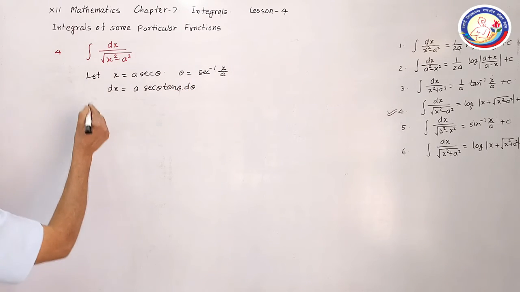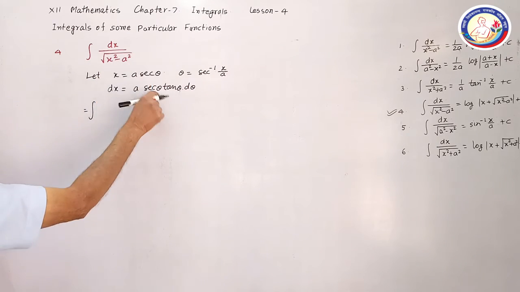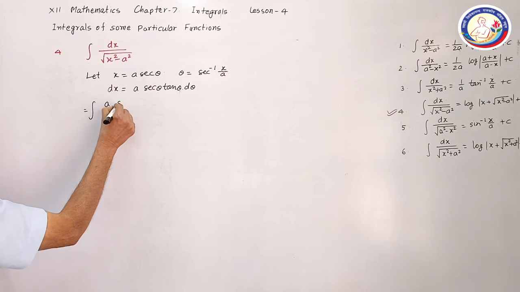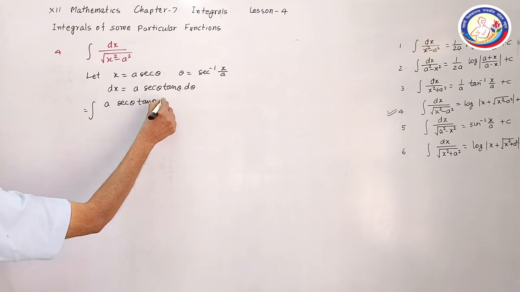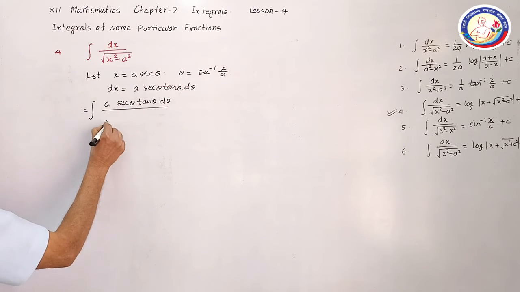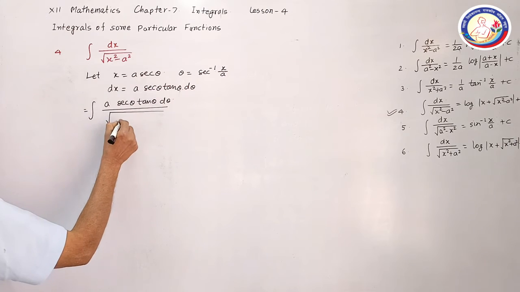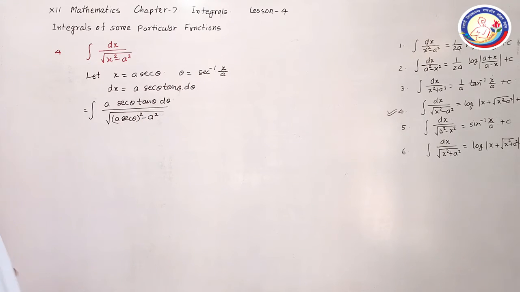Now put the values here. We will have in place of dx, a sec theta tangent theta d theta divided by square root of x square. In place of x square I am writing a sec theta whole square minus a square.